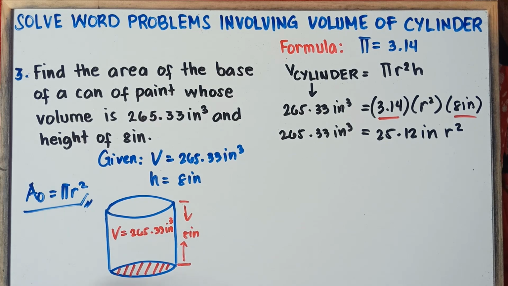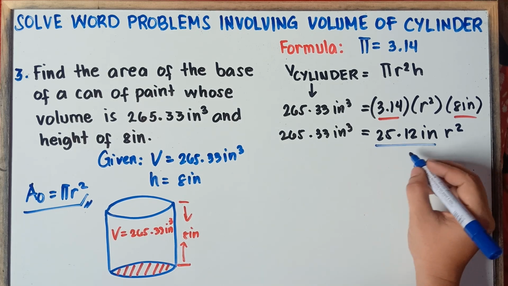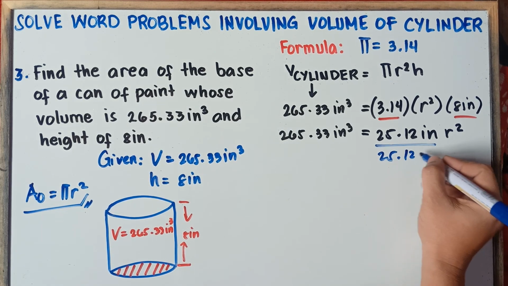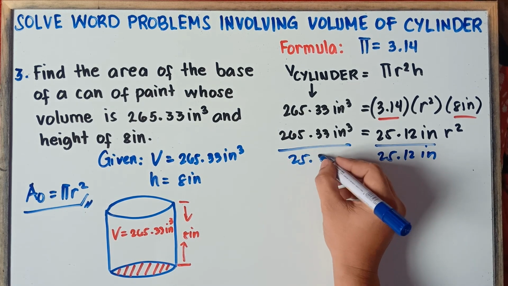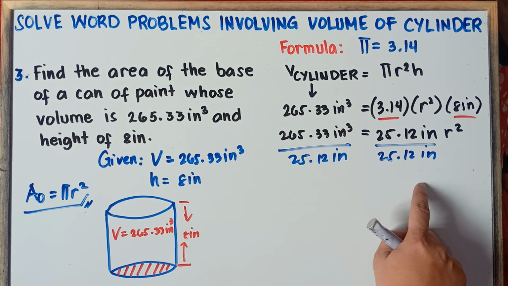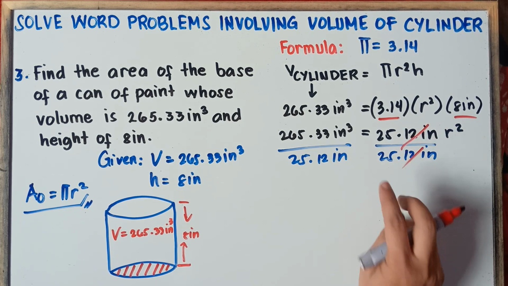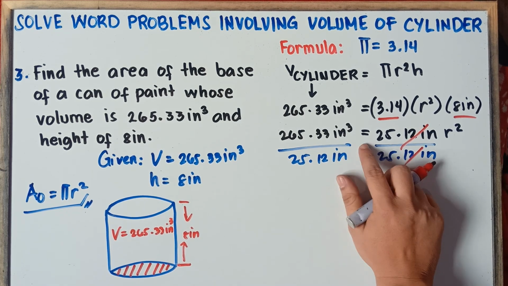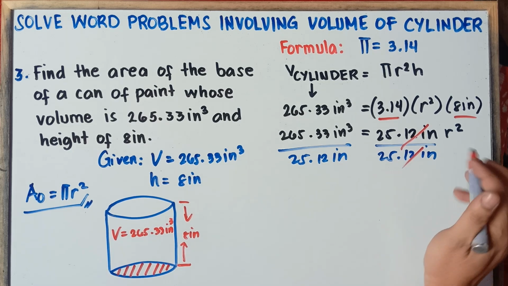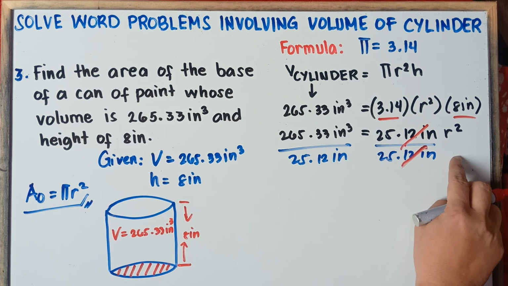And then the next step, class, we need to divide both sides by 25.12 inches so that we can cancel this out. Now you'll be asking, sir, why do we need to divide both sides by 25.12 inches? We divide both sides so that we can cancel this out, and the remaining expression to the right of the equal sign will be only r squared.